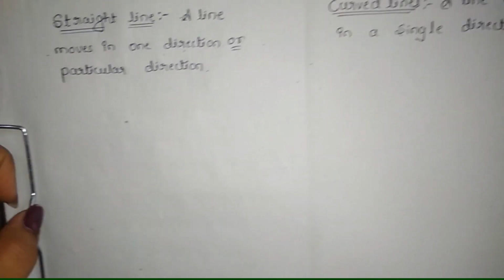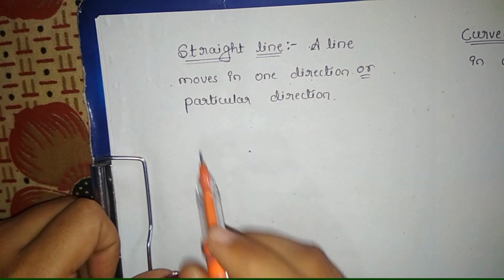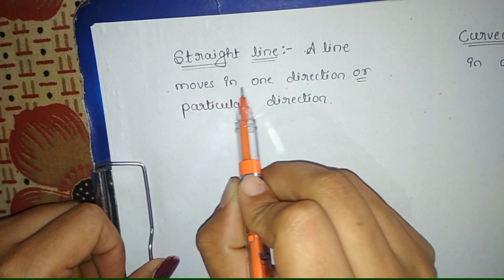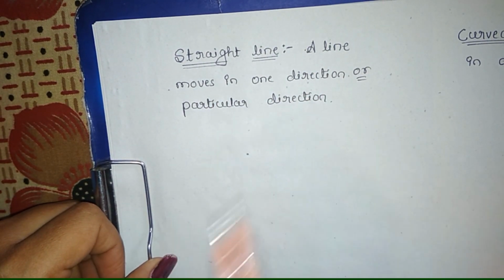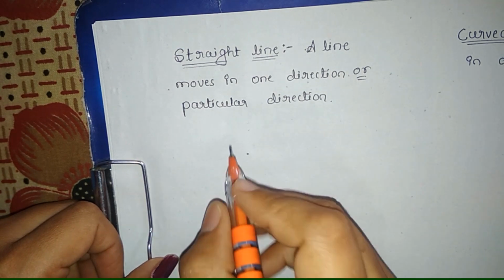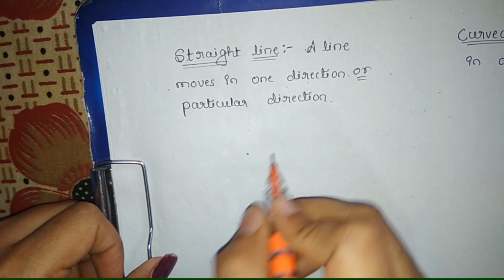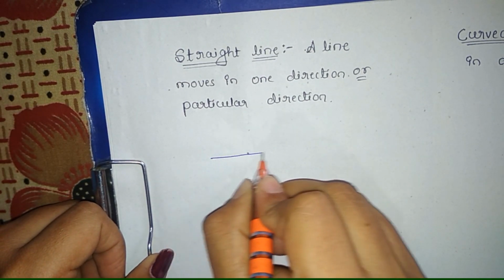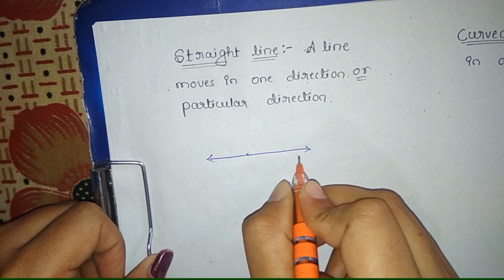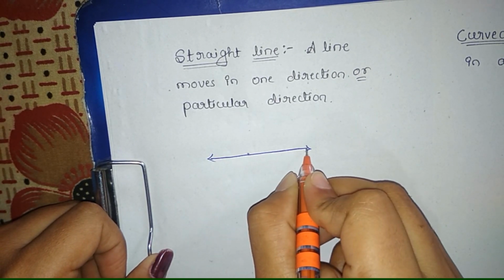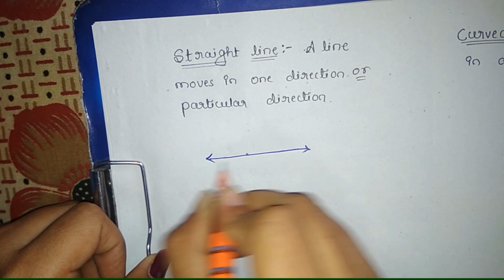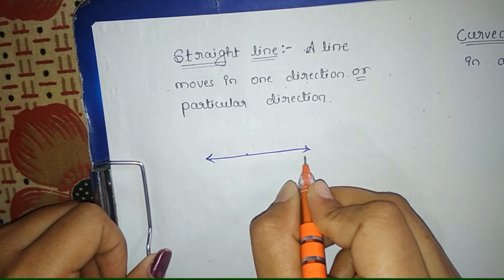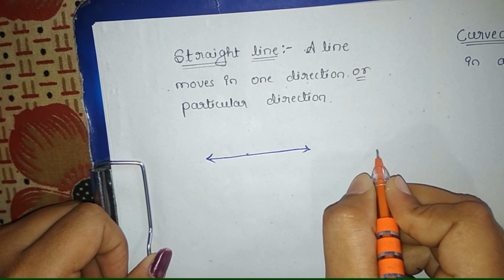Here, what is a straight line? You can see a line moves in one particular direction. What does it mean? If I draw a line, it moves in only one particular direction. It moves from left to right or right to left, like this. It doesn't bend anywhere.